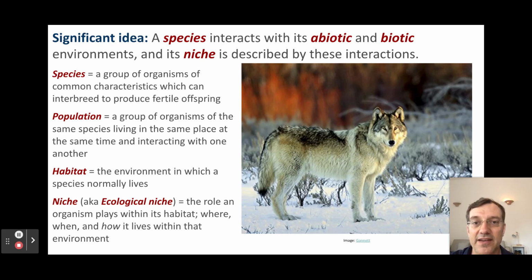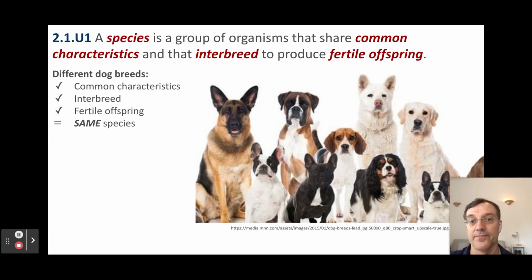The first big idea in this topic, of course, is that species interact with the living and non-living components of their environment, and the way that they interact with those components of the environment defines the ecological niche, or the role that that species plays within that environment.